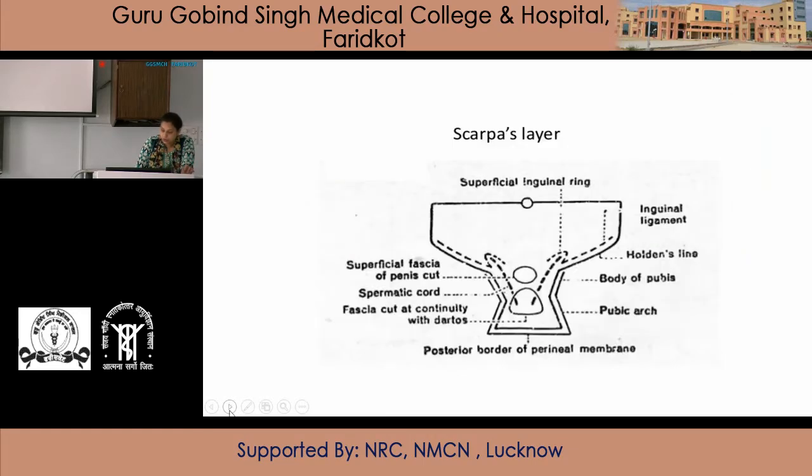So here is the Scarpa's layer. Here is the Holden's line. Here is the pubic tubercle. The Holden's line lies 8 cm lateral to the pubic tubercle, and below there is the pubic tubercle. Here is the body of the pubis and margins of the pubic arch. Here are the attachments of this Scarpa's layer.